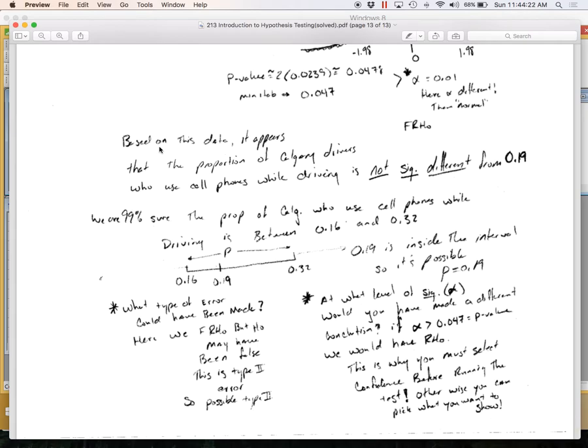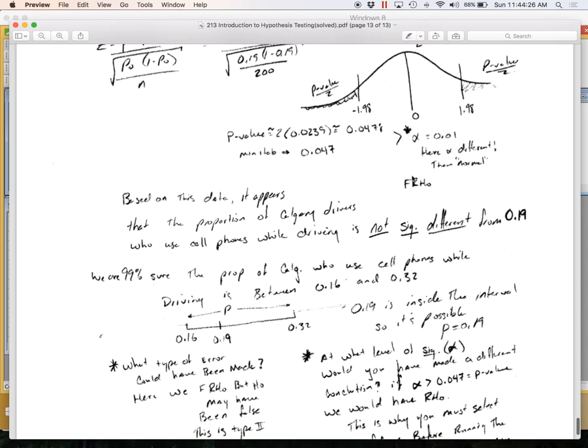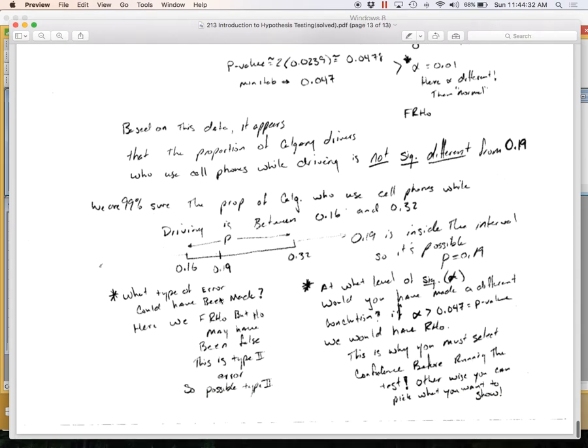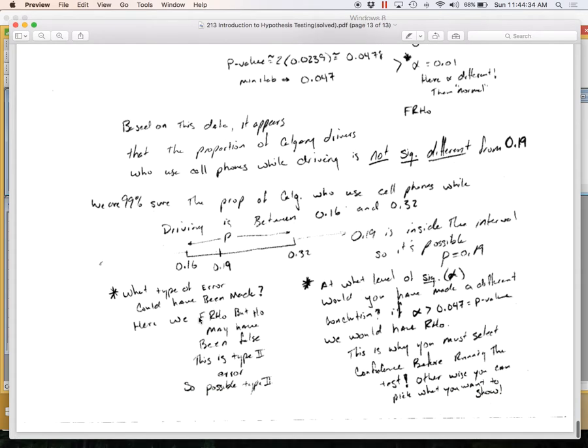Two additional questions that I want to ask you here. What type of error could have been made? Okay, so here we are failing to reject the null hypothesis because the p-value is larger than alpha. What does that mean? Well, we failed to reject the null hypothesis. It is possible the null hypothesis may have been false. That would be a type 2 error. So here, the possible error that we've made is a type 2 error.